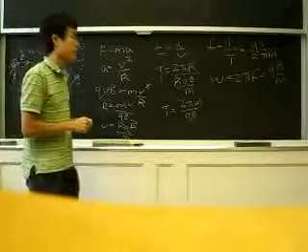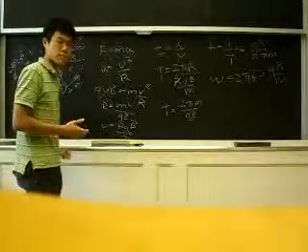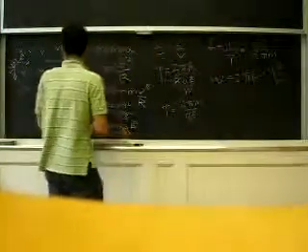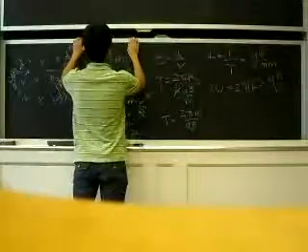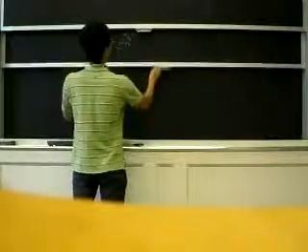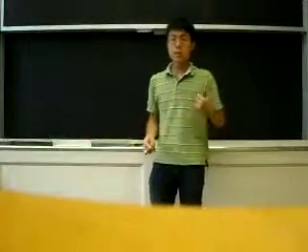I want to move into some experiments that you could do using a magnetic field. Let's see if I have more blackboard space. Oh, I do. Alrighty. So one thing we can do using magnetic fields is select for particles of a particular velocity.